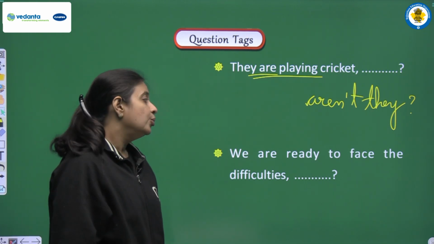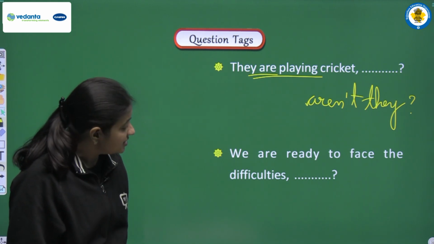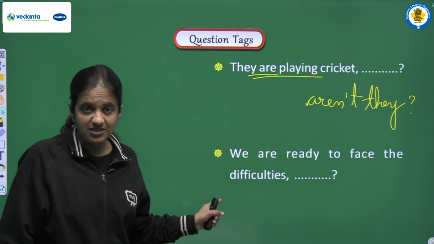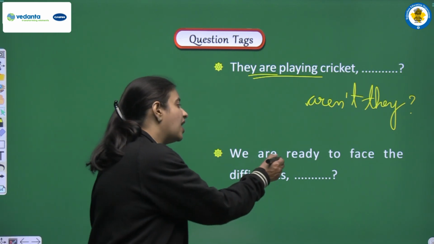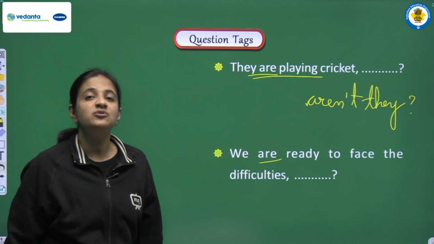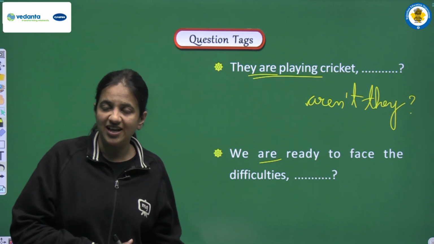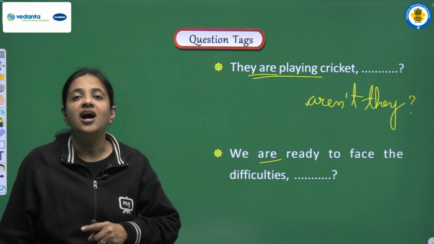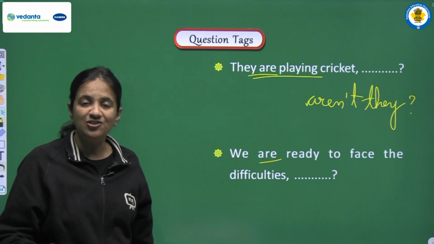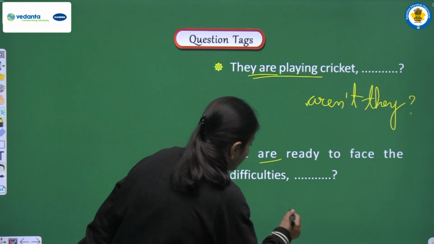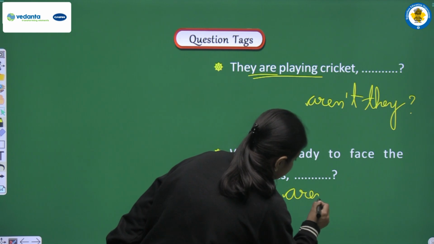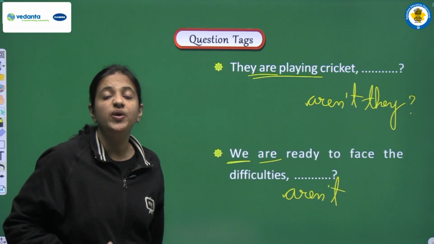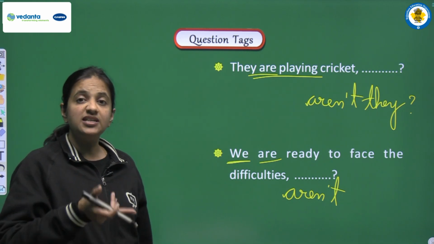Next example, we are ready to face the difficulties. In this sentence also we are having a positive statement, right? And we are having are again as the auxiliary verb, so we have to make a negative question tag, and the auxiliary verb that is given to us is are, so we have to write are plus not but in a short form, so the short form will be aren't. And now let's take the pronoun. Now we are having we as a pronoun, so we have to use the same pronoun.